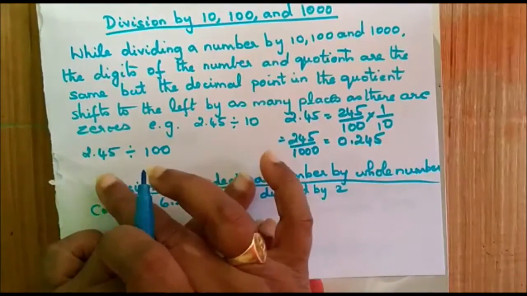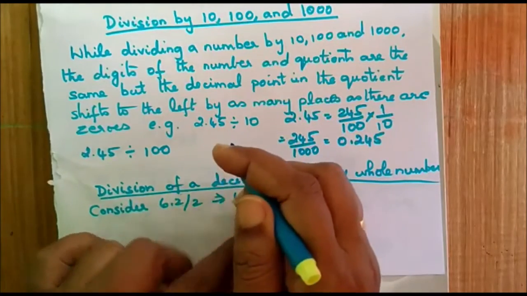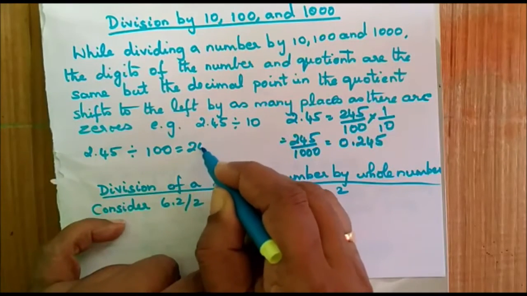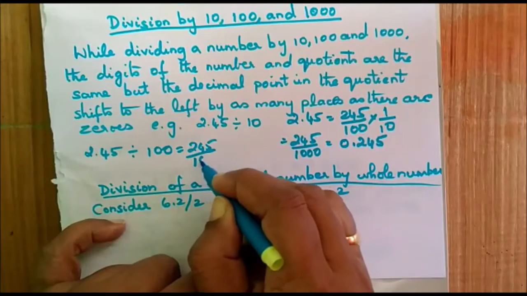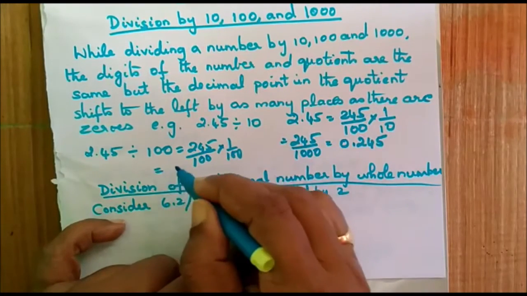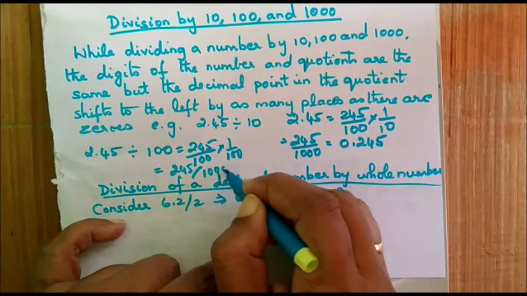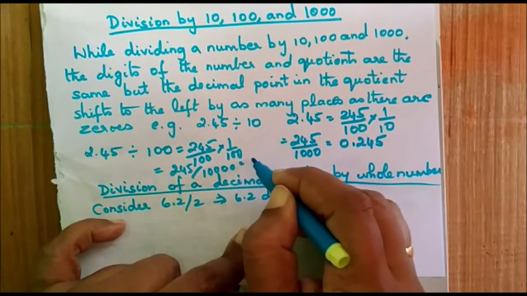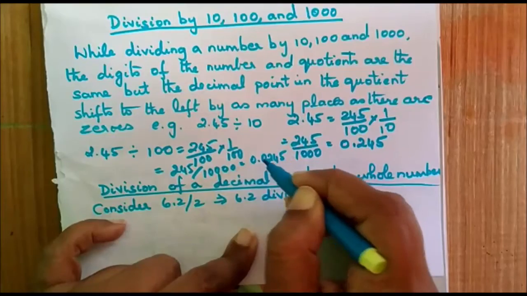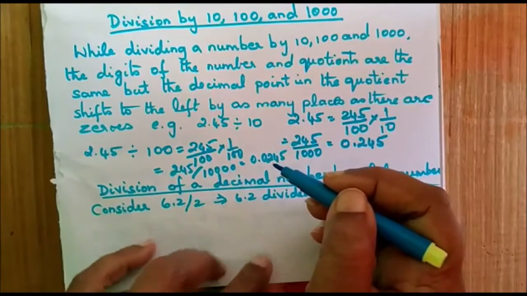Similarly, the same way you should do 2.45 divided by 100. Okay, I hope you know how to do it. You can write this as 245 by 100 into 1 by 100, which is equal to 245 by 1 followed by 4 zeros. I have it as 0.0245. After 4 places to the left, I have to place my decimal point.